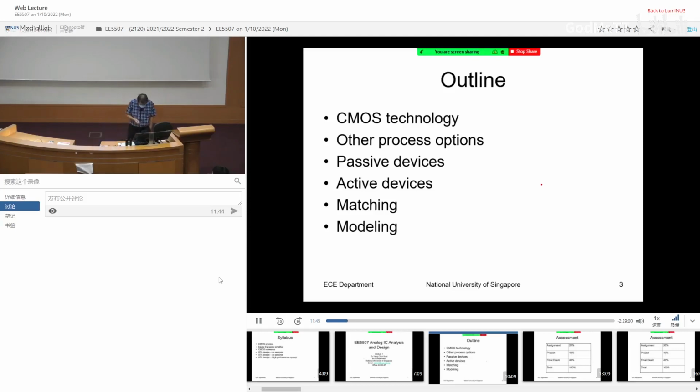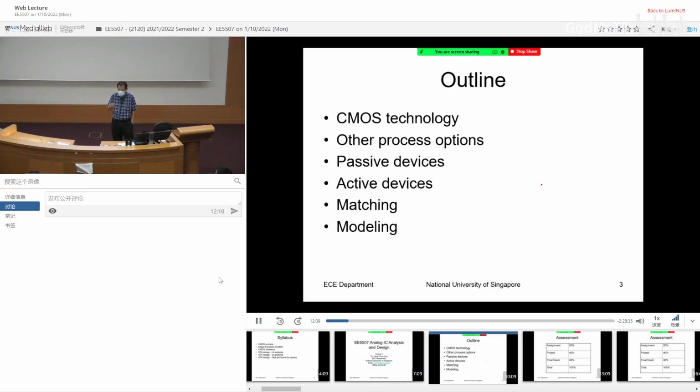Now, we will briefly talk about process options. So, of course, CMOS is popular mainly because of digital. But digital, they don't care about any other device. They only care about transistors, because they only need to build logic gates, which are transistors, right? But for mixed-signal circuits, for RF circuits, we need other components. We need resistors, we need capacitors, we need inductors.